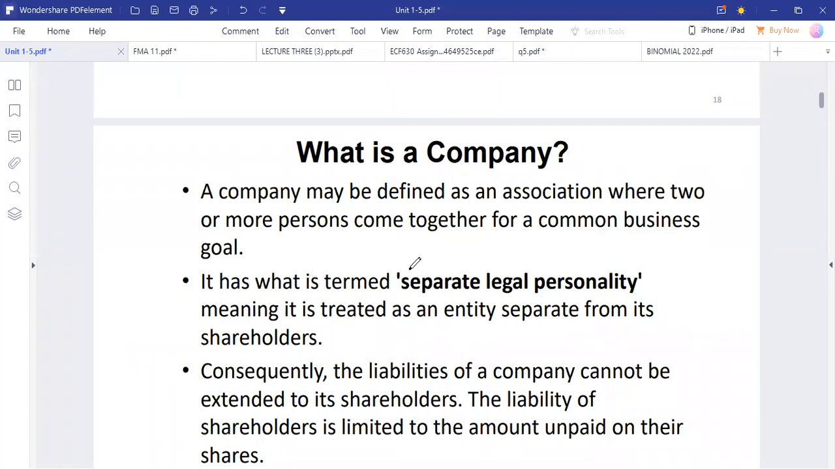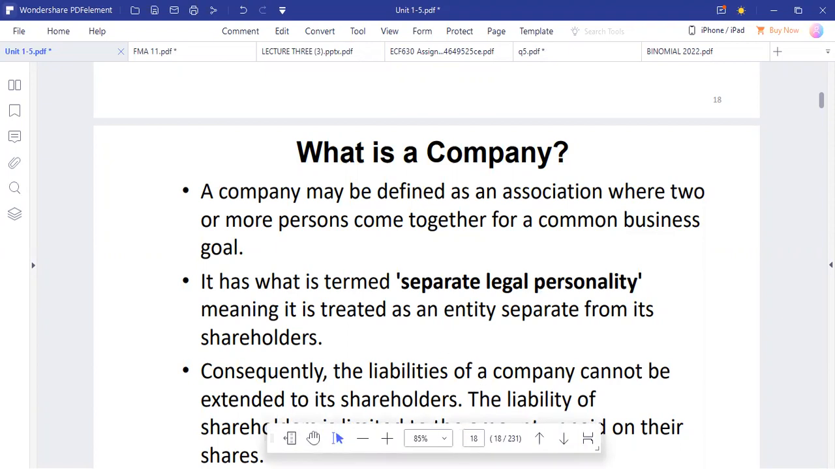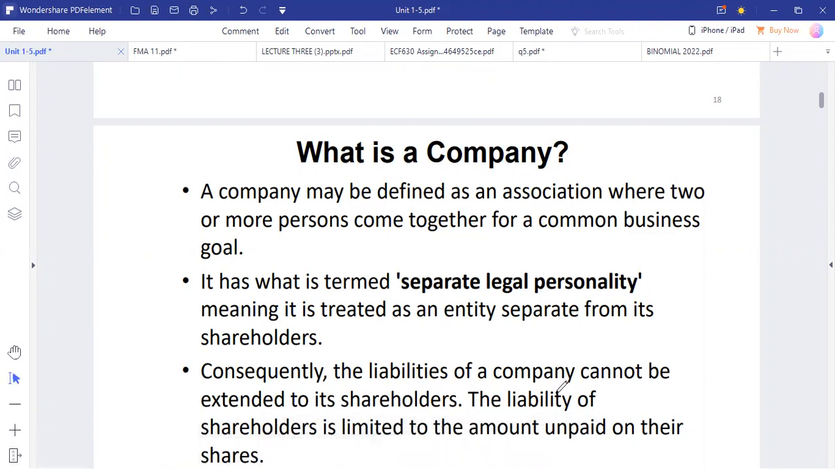In the company, there's what is called a separate legal entity, which separates the owners of the business from the business itself. Consequently, the liabilities of the company cannot be extended to the shareholders themselves. That's what it means to be limited liability, meaning the owners of the business, who are the shareholders, are limited to the amount that they themselves have invested in the company.